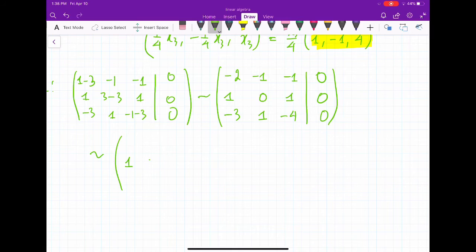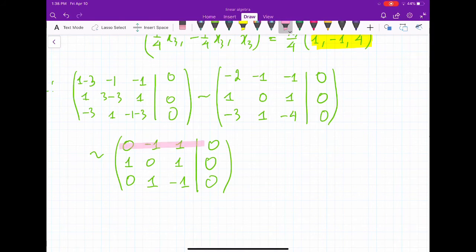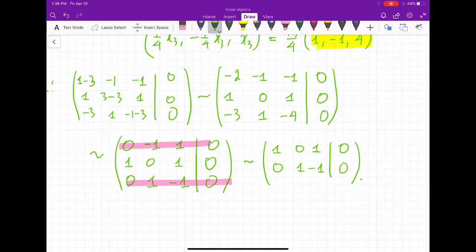So you might have the following one. I will keep 1, 0, 1 in here, okay? And for the first row, I have 0. I have -1. To add to this, I get 1 in here. And the third row looks like 0, 1, and -1, 0. So you can see, yeah, this and the third are the same, right? So this is just equivalent to 1, 0, 1, 0, 0, 1, -1, and 0.